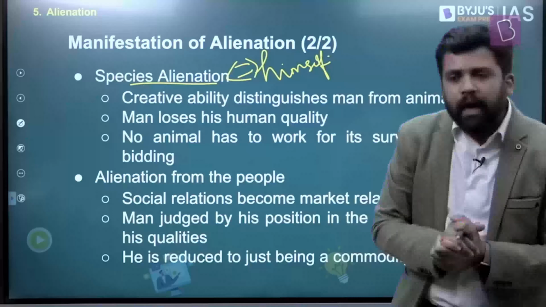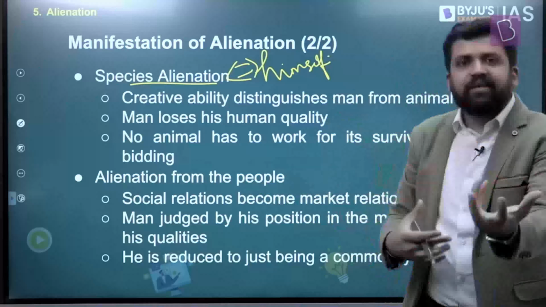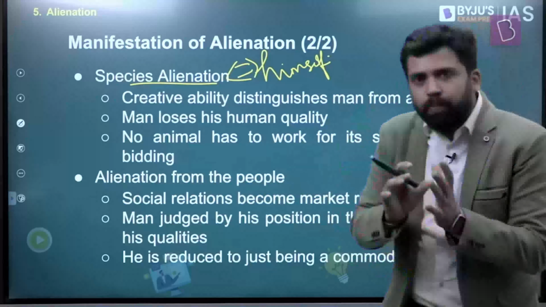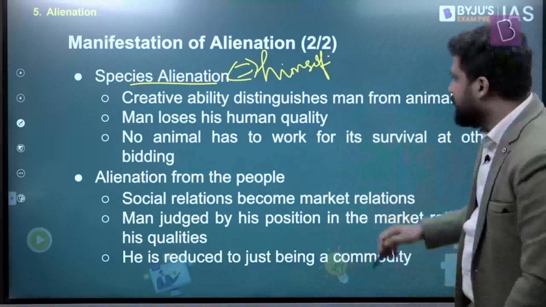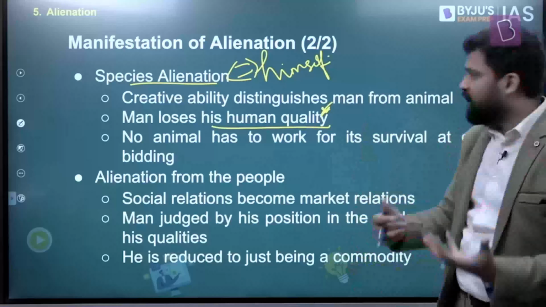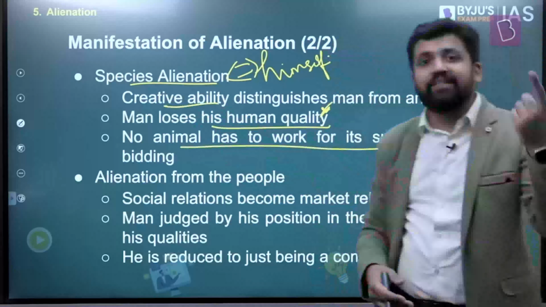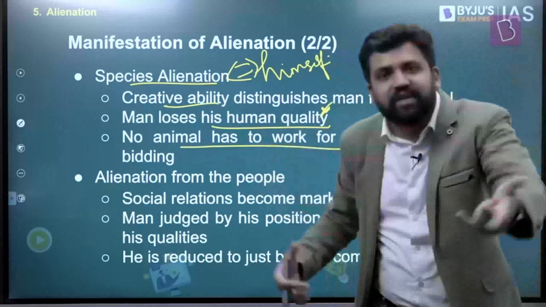But in a capitalistic society, what is happening? The worker is creating something as per the instruction of the capitalist. He's not creating something which is a reflection of himself. So he is basically working for someone else. He is losing his own human capacity, human quality. Human capacity is creating new stuff, being creative. But that is not what is happening. In fact, he says no animal works for its own survival at others' bidding. So man's position in capitalist society is worse than animals. This is what Marx says.